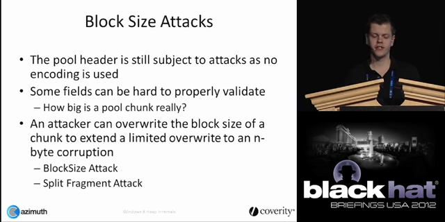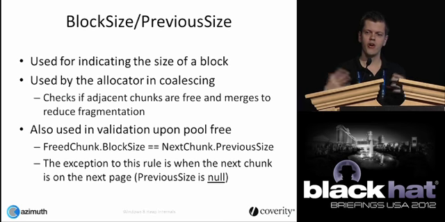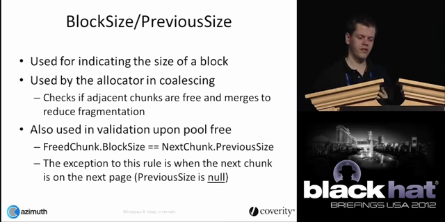So there's two ways of doing this. It's what I call the BlockSize attack and the split fragment attack. Like I said, the block size and previous size are fields in the pool header that are used to determine the size of a chunk and the previous chunk. This is used by the allocator, for instance, for putting it into the right free list, for doing merging of chunks in order to reduce fragmentation. And it's also used in validating these pool chunks.